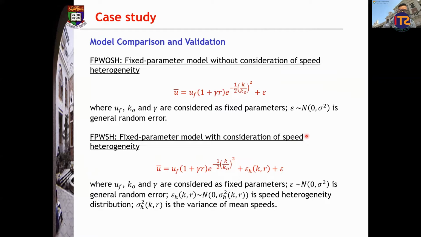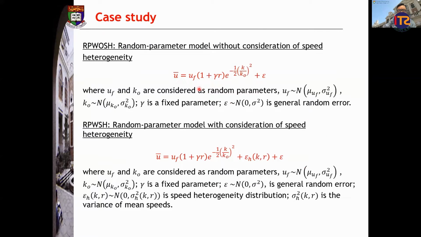Then we consider 2 more models by assuming free flow speed and optimal density are random parameters, with corresponding mean and variance. Again, we consider 2 cases, one without speed heterogeneity, the other one with the explicit speed heterogeneity function.